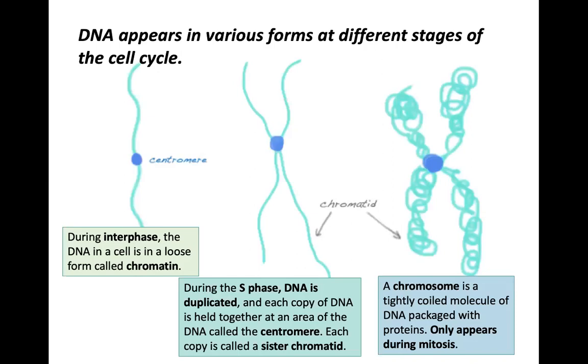So DNA appears in various forms at different stages of the cell cycle. So during interphase, it is in a loose form that is called chromatin. So think of a bunch of jumbled up spaghetti noodles, if you will.